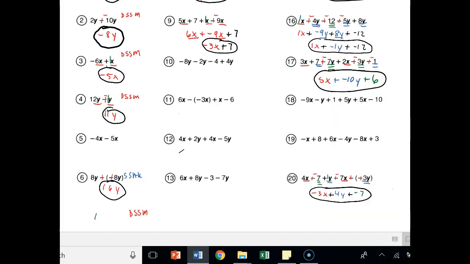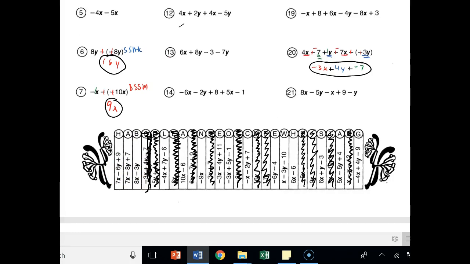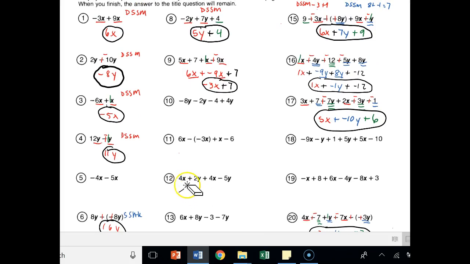Now, be prepared to see a minus 10y rather than a plus negative 10y. A minus 10y, like we see right there, is the same thing as plus negative 10y. So if you want to go through all your answers and change all the minus signs to plus and negative, that might be a good idea for you. But if you recognize that subtraction is the same thing as adding the opposite, then you'll be just fine.